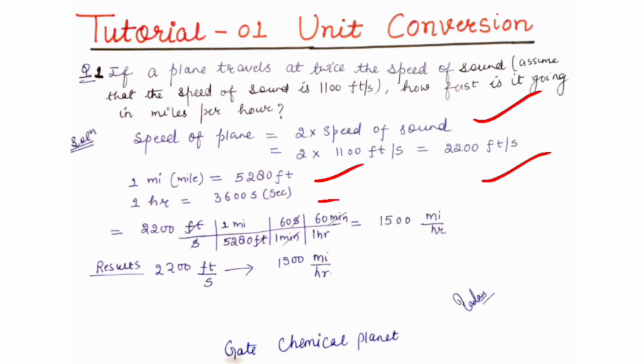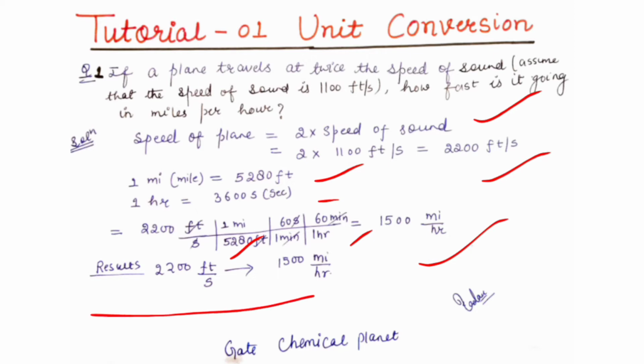So write down 2200 feet per second here, and 1 mile equals 5280 feet. And 1 minute equals how many seconds? 1 minute equals 60 seconds. And apply the conversion for 1 hour here: 1 hour equals 60 minutes. So minutes will cancel out, seconds will cancel out, and feet will cancel out, and we will get the final answer in miles per hour. So we will get 1500 miles per hour.